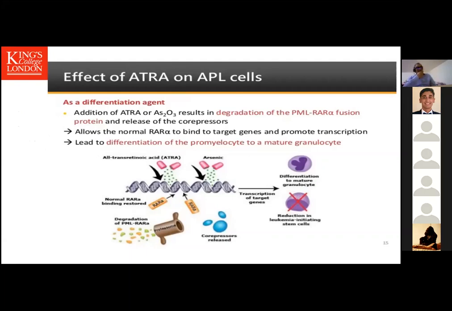So what ATRA does is, ATRA and arsenic trioxide result in degradation of the PML-RARA fusion protein and release of the co-repressors, and then it allows the normal maturation of the promyelocytes into the mature granulocyte. Okay, and when they mature, there's less chance of coagulopathy, because coagulopathy happens because of the release of various cytokines from the granules of promyelocytes. So what we need to do is to push these abnormal promyelocytes into mature neutrophils to prevent the happening of DIC.